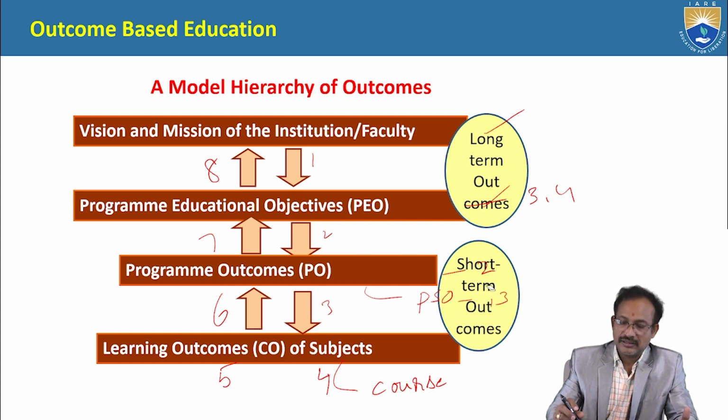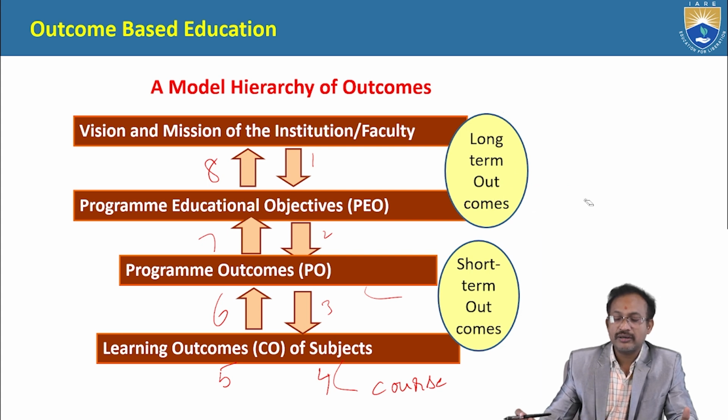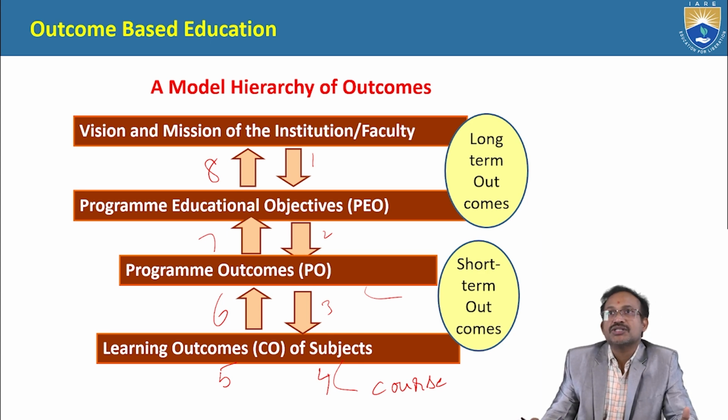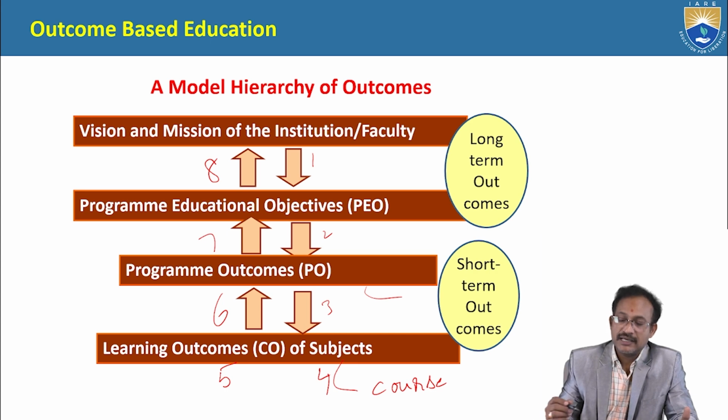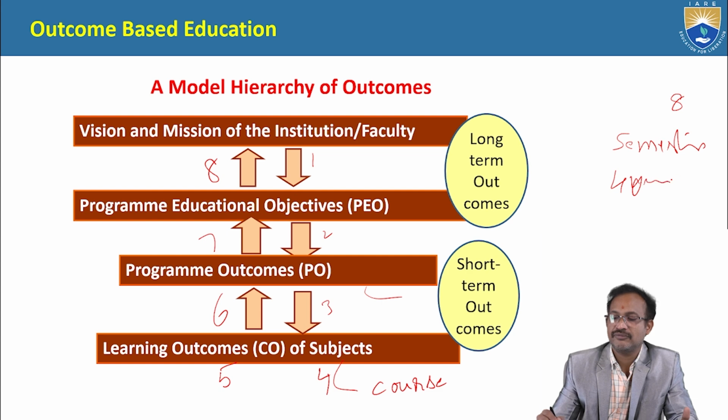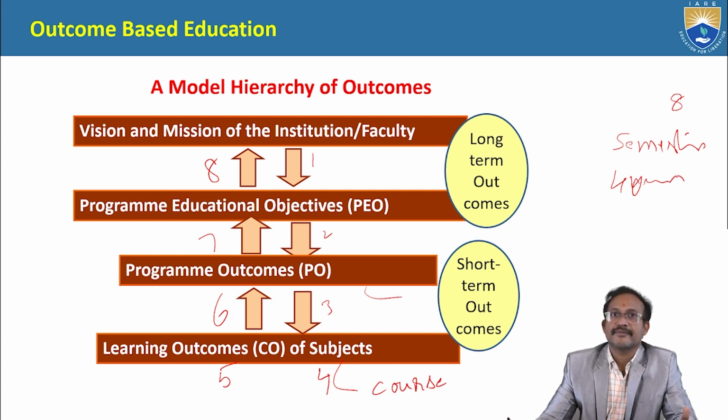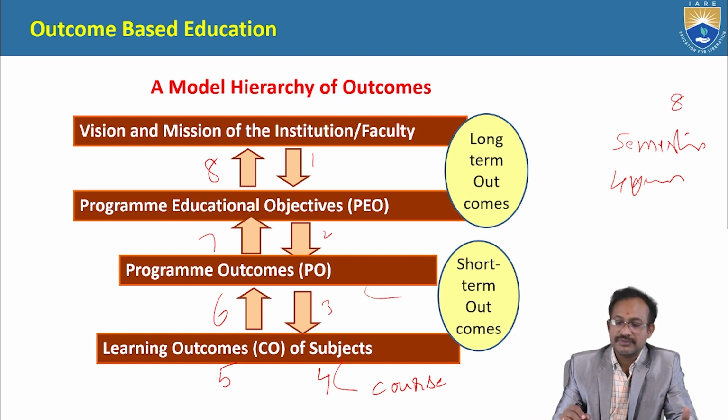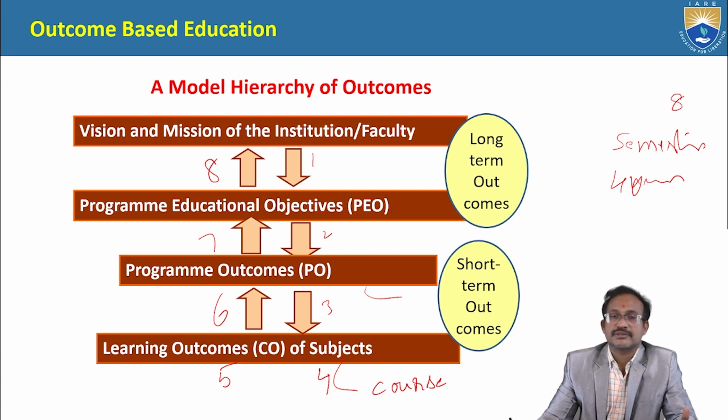Here we have long term outcomes and short term outcomes. Course outcomes and program outcomes are short term outcomes. Let us say in our engineering education we have 8 semesters, nothing but 4 years of engineering graduation. So here course outcomes and program outcomes are associated with short term outcomes.